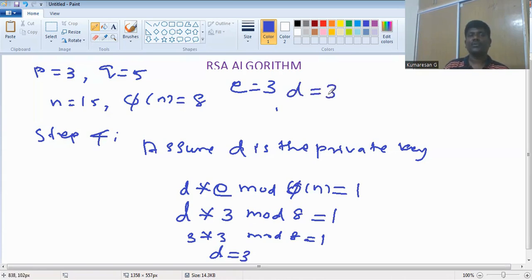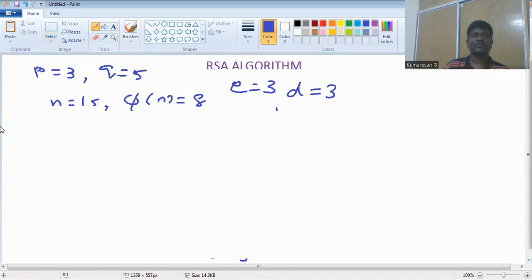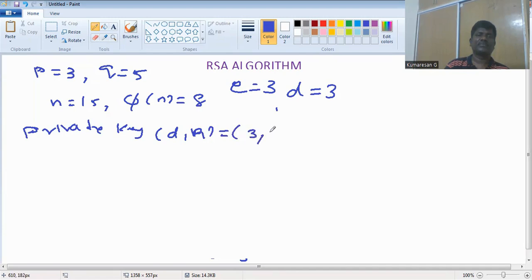Now we know the prime number values P and Q, the N value, the Euler totient function value, and the private and public keys. From these values, we need to perform encryption and decryption. Now let's write the private key. What is the private key? Here the private key is D comma N. D we already know is 3. What is the N value? It is 50. And what about the public key values?